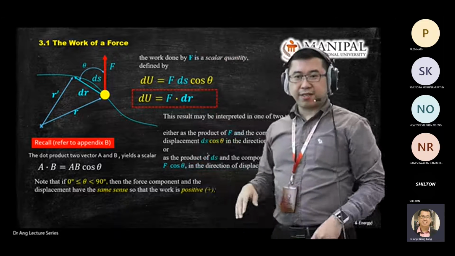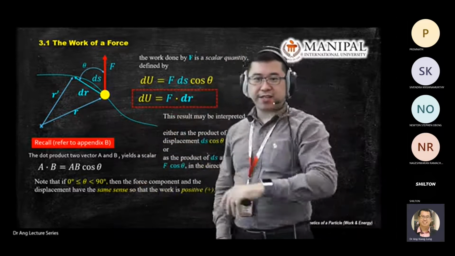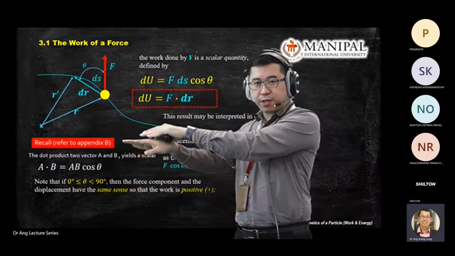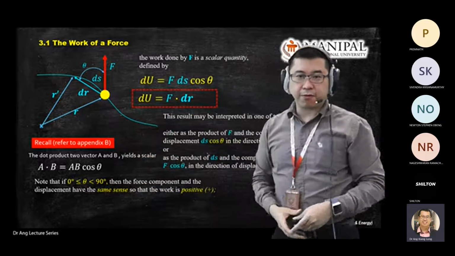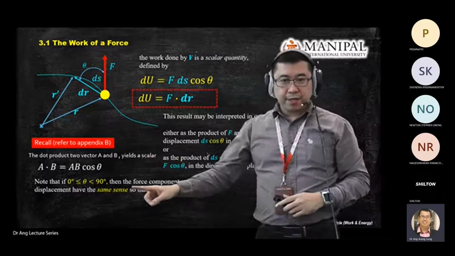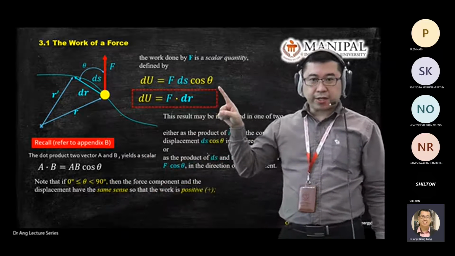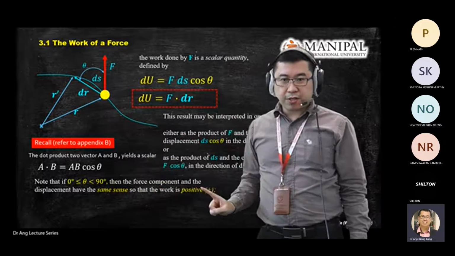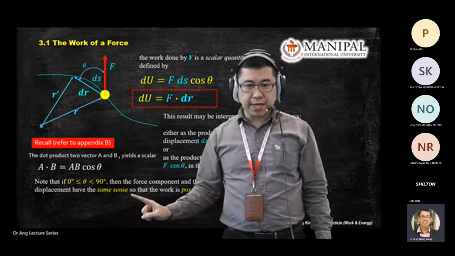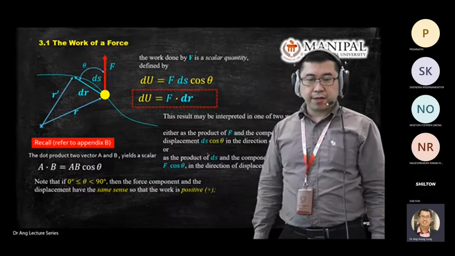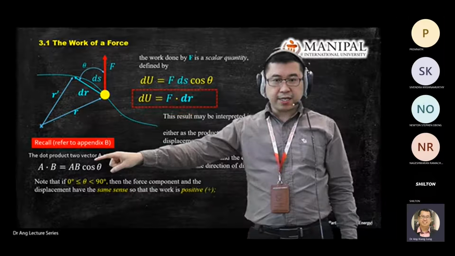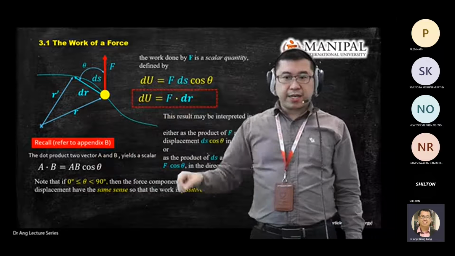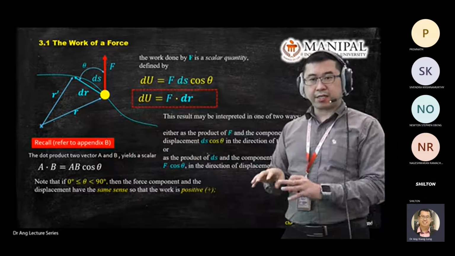So the maximum work is done when the force aligns with your displacement. When your force aligns with your displacement, they give you maximum work. Okay. Remember this statement. When your theta is from 0 and less than 90 degrees, not 90 degrees, then the force component and the displacement have the same sense, so work is positive. Meaning, if your angle is 0 to less than 90 degrees, the work done is positive. Meaning there is positive work done.